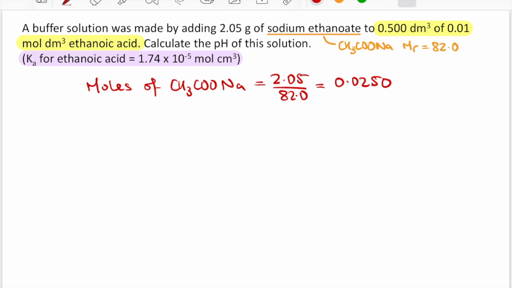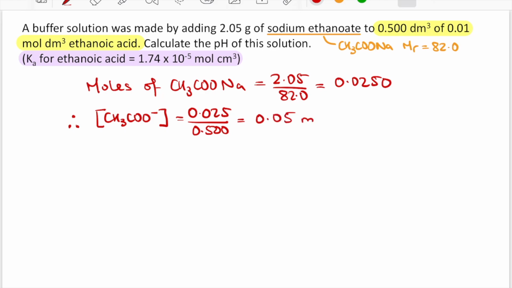Okay, we also need to work out the concentration because we have a volume. So we're adding this salt, so it's a mass, so it's a solid. We're adding it to 0.5 decimeters cubed, so we're dissolving it in that 0.5 decimeters cubed, so we can work out the concentration. Now when it's dissolved, those ions are now separate from each other, so we can now just think of the ethanoate ions. It's moles per decimeter cubed, so it's 0.025 divided by 0.500, and we get a concentration of 0.05 moles per decimeter cubed.